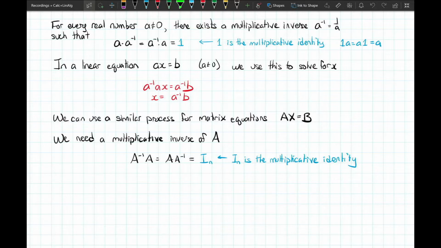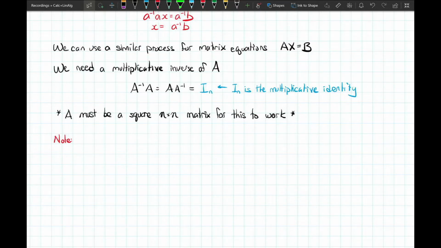Now, it's pretty important just to remember that multiplication of matrices is not commutative. In fact, the only way that this could possibly work is that A must be a square n by n matrix. If A is not a square matrix, then we can't even think about its inverse. Now, how do we go about computing the inverse?